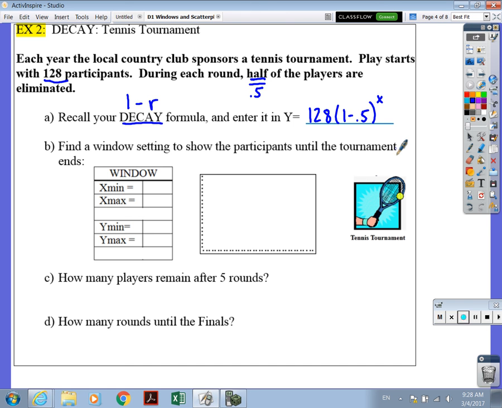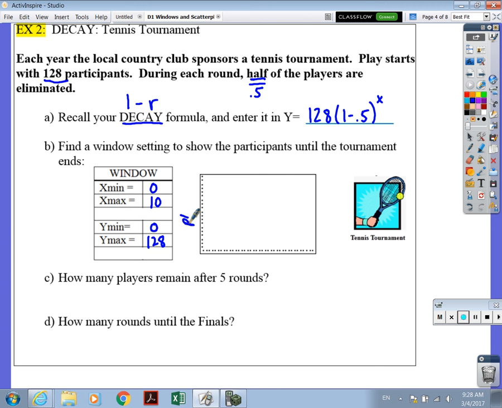The window setting here, again, we usually like to start with our zeros, so I'm going to throw my zeros in for my x and y minimums. My x maximum, I don't really know, but I need to figure out how many rounds we're going to go through. And you can play with this. For now, I'm just going to leave it at 10. My y maximum, though, this is your number of players, so I'm going to set that 128. It could be 130, it could exceed it a little.